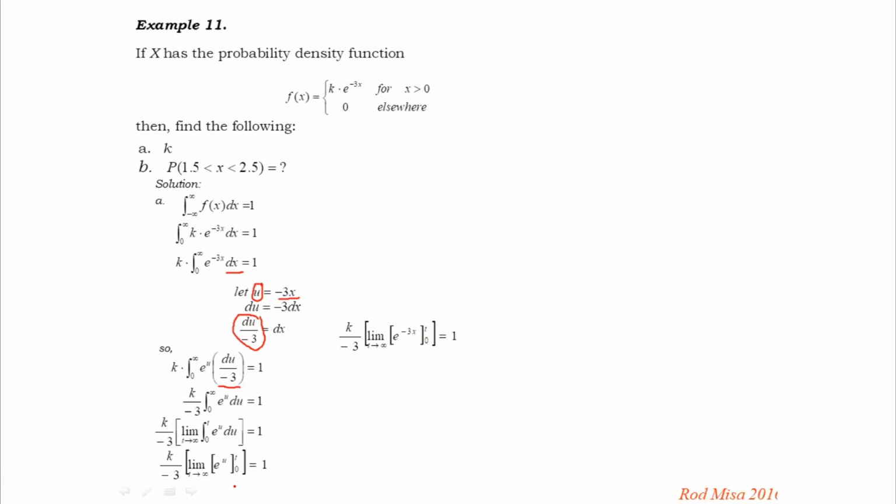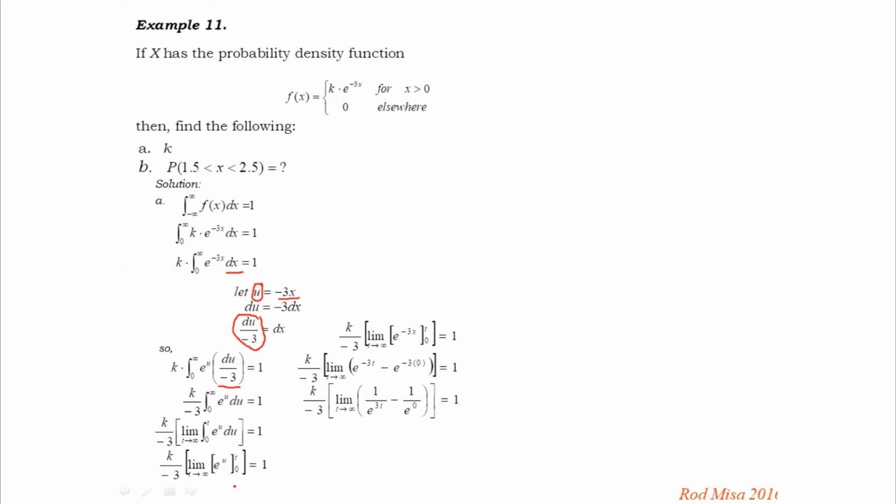So substituting our limits of integration, we have e to the power negative 3t minus e to the power negative 3 times 0. And because the exponents of e are negative, we need to get the reciprocal of this expression here. So we have k over the negative 3 times the limit of 1 over e to the power 3t minus 1 over e to the power 0. And take note that our exponents of e are positive now because we just applied the law of exponents here.